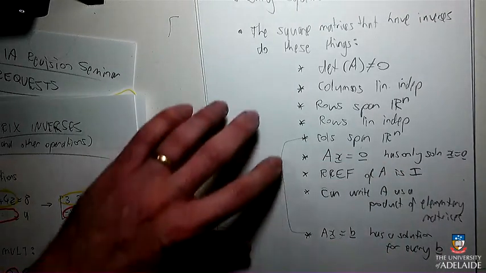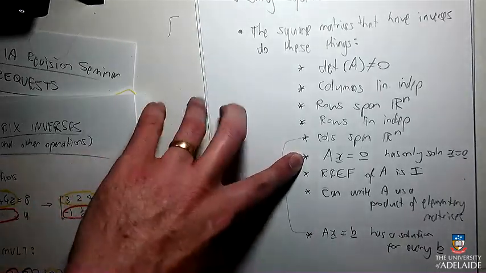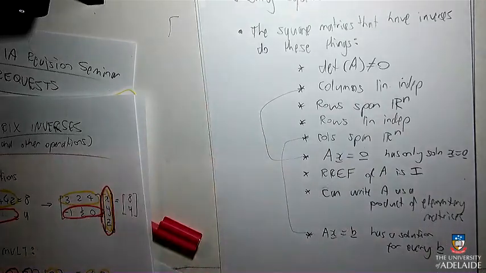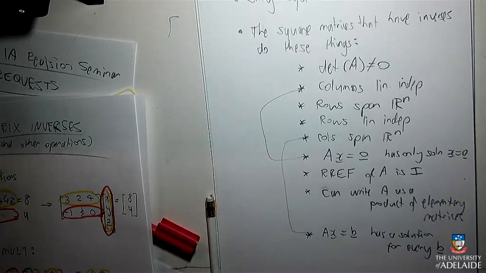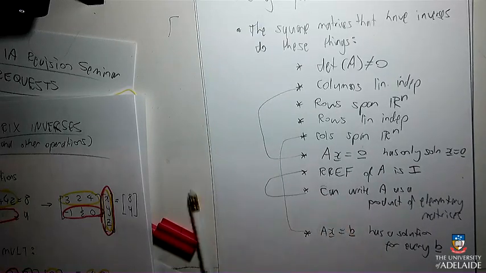And actually, this one, AX equals 0 having only the solution X equals 0, is the same as saying that the columns are linearly independent. They're literally the same definition if you look carefully at what A times X means in terms of linear combinations. And these two are the same thing as well, showing that the reduced row echelon form being the identity is the same as being a product of elementary matrices. Because an elementary matrix is the same as a row operation. That's what it's for. So doing row operations on the identity is the same as multiplying by elementary matrices and getting the identity. So these are all related to each other.